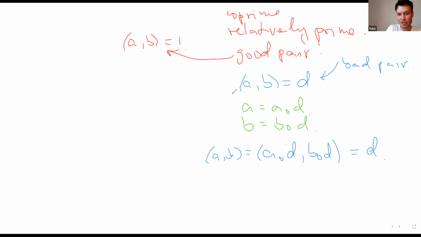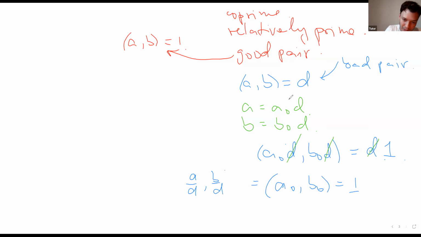So basically I can just remove this, right? So what can I do in here? Well, I can cancel the D, D, and D. And then I'm basically going to be left with 1. So if I started with a bad pair, gcd of A and B equals D, I can just remove the D and write it like this: the gcd of A0 and B0 is equal to 1, which is A divided by D, B divided by D, is equal to 1. So you see what's happening?